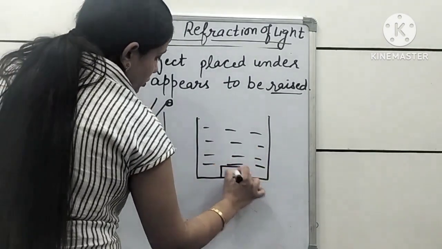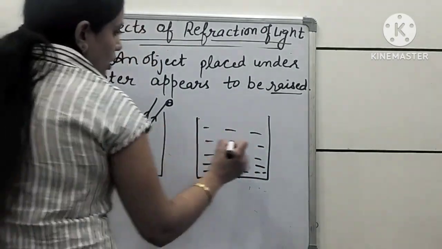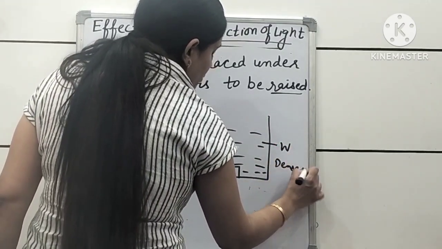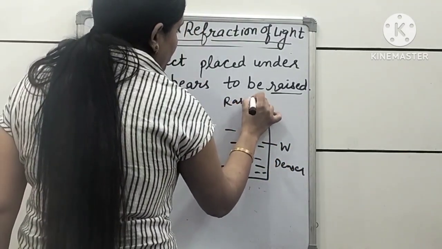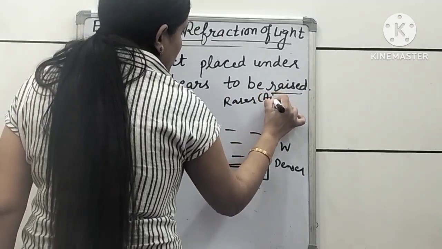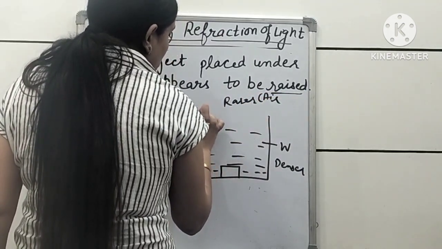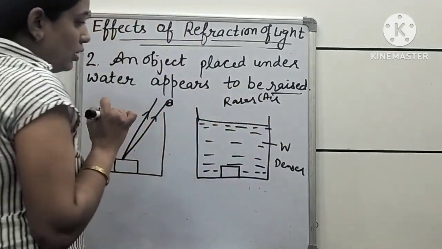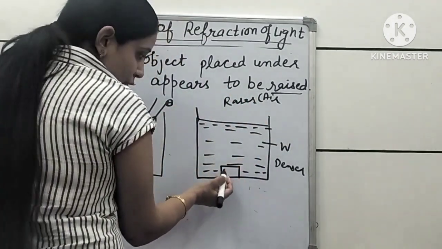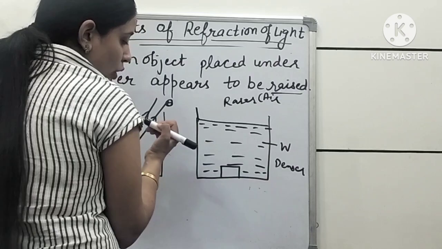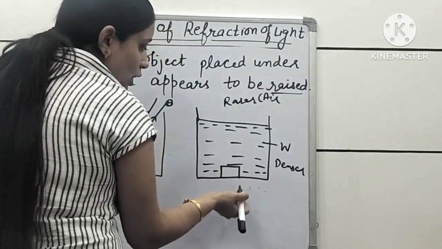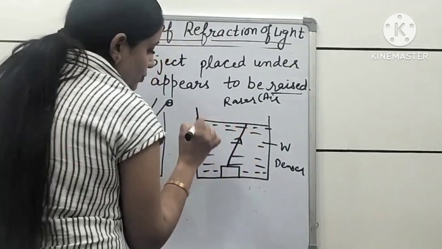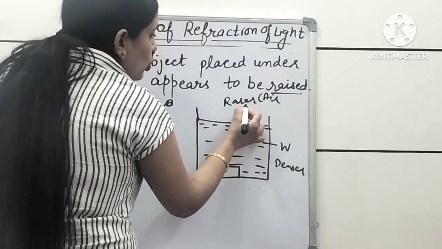here is a coin. This medium is water, a denser medium, and this is a rarer medium. Here is air. And this is the surface up to which the water is filled in the beaker. So we have to find the image of this coin. A minimum of two radiations are required to form the image. First radiation is incident at this interface from denser to rarer medium.